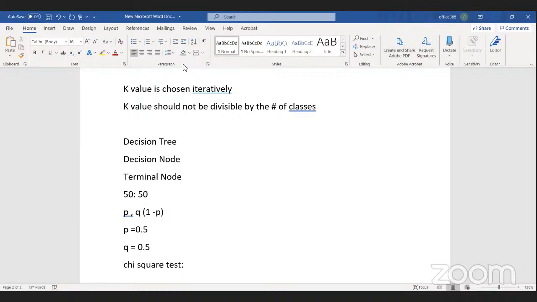So we have information gain, we have the Gini index, and we have the chi-square test, through which we decide what way we are going to split. There are various other methods also, but those are not so popular.